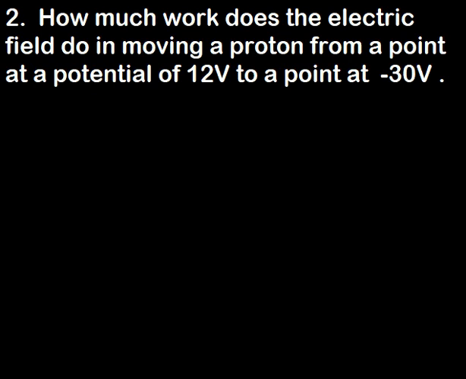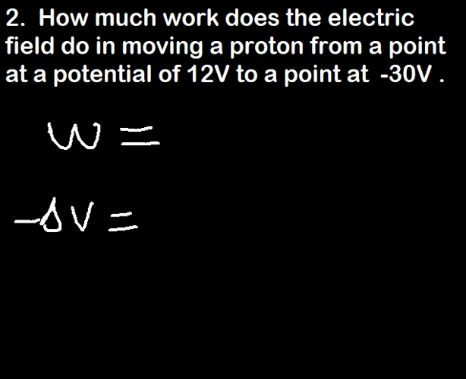How much work does the electric field do in moving a proton from a point at a potential of 12 volts to a point of negative 30 volts? Now what is happening here is that since this is a positive charge, it moves towards the direction of the electric field, and we expect the work done by the electric field to be positive. That is okay. But now it is moving from the region of high potential to the region of lower potential, of which the change in electric potential is basically negative.